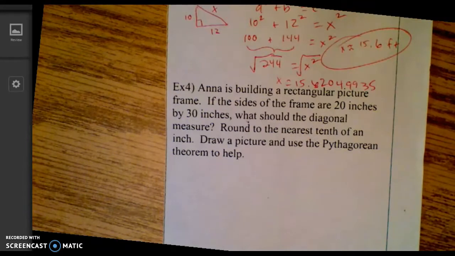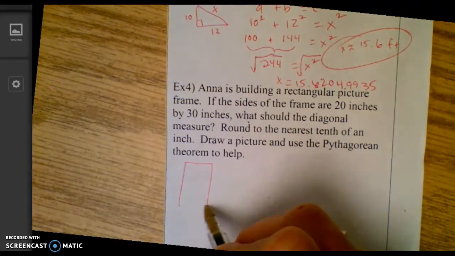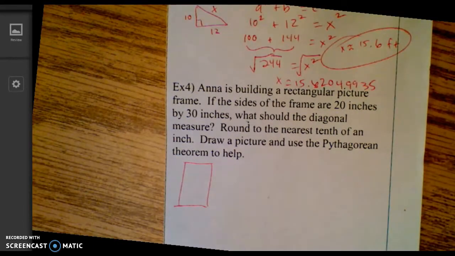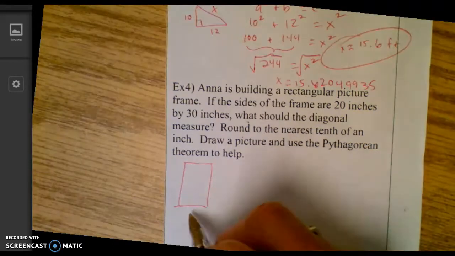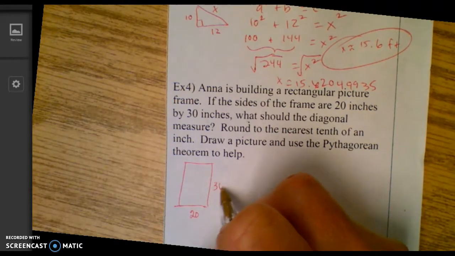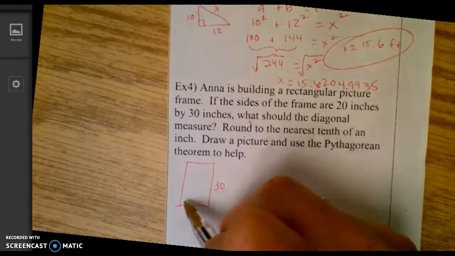The last example is a word problem. It says Anna is building a rectangular picture frame. So we always want to draw a diagram to show what's going on. The sides of the frame are 20 by 30, so we'll make this 20, we'll make this 30. What should be the diagonal measure?